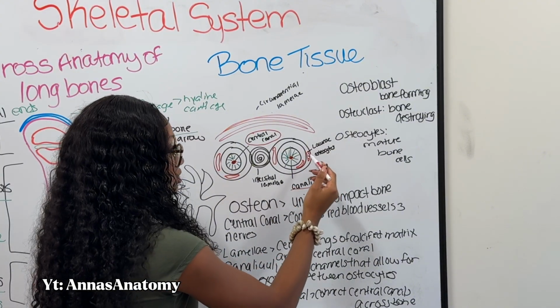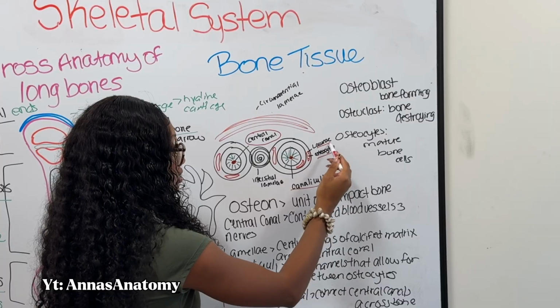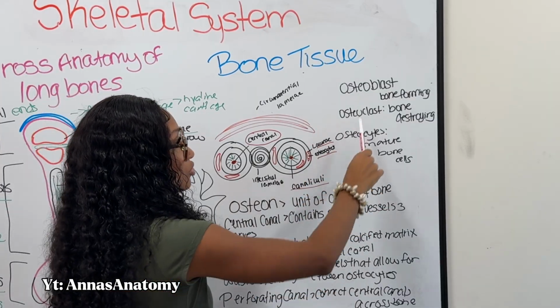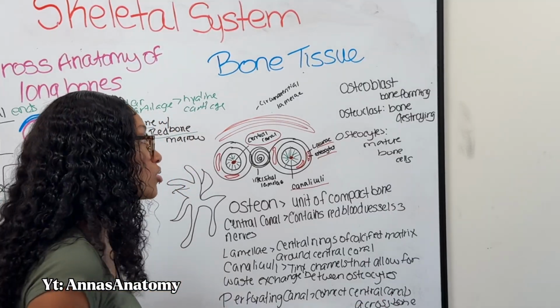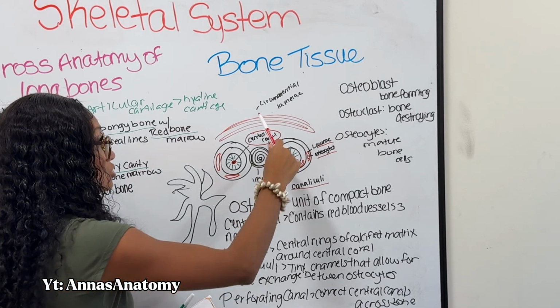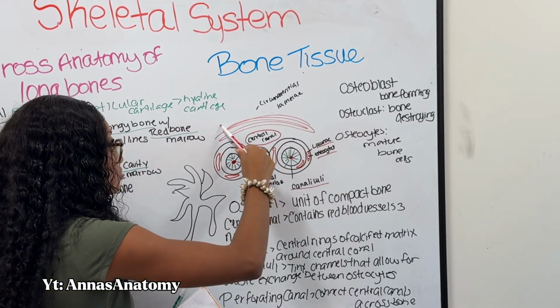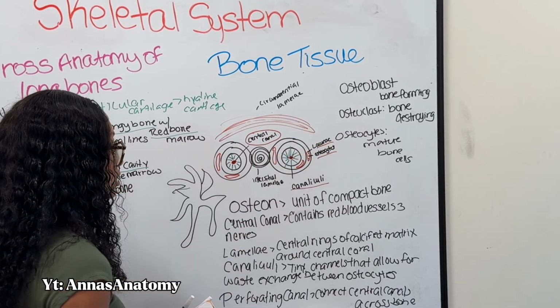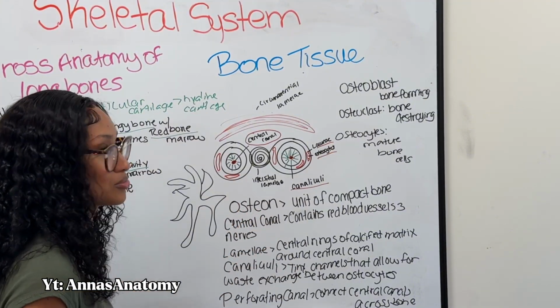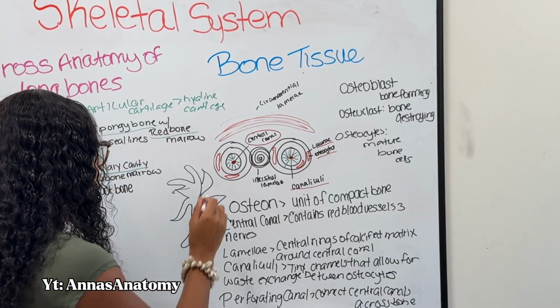The lacunae house the osteocytes. Osteocytes are mature bone cells. We also have osteoblasts, which are bone-forming cells, and then we have osteoclasts, which are bone-destroying cells. This is the circumferential lamellae, which is surrounding everything. In the middle, we have interstitial lamellae, which is basically connecting them to each other. You're going to find it all over.